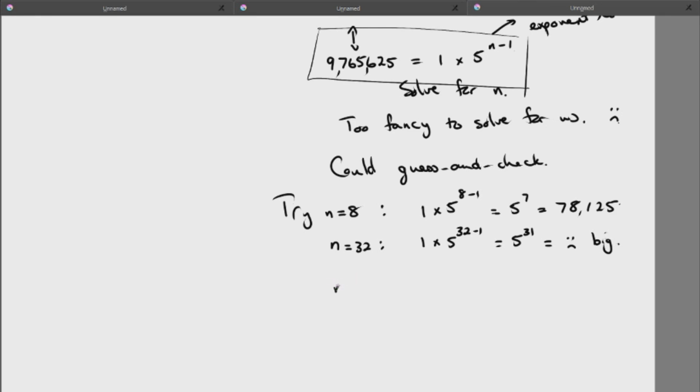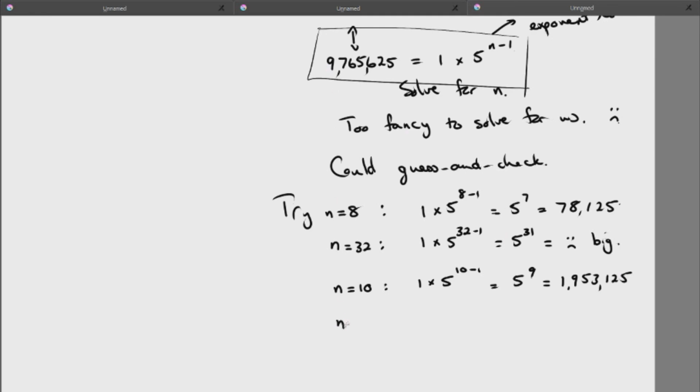Try 10. 10 might be more reasonable. So close. 5 to the 10. Remember, the minus 1 is required in the calculation, so that gives me 5 to the 9. How close is that? Of course, I know all my powers of 5, but I want you to do it. 1 million something. Can we be a little more specific? 1,953,125. Just in case someone wants to check. So I'm close.